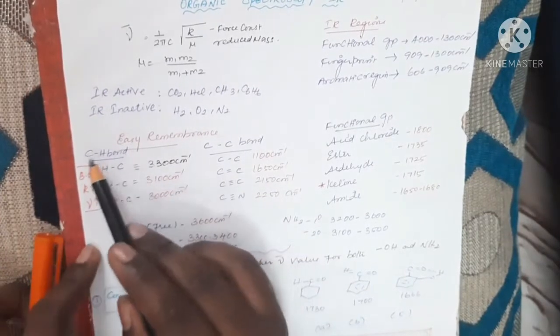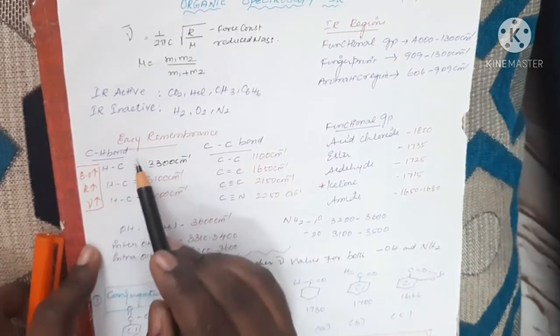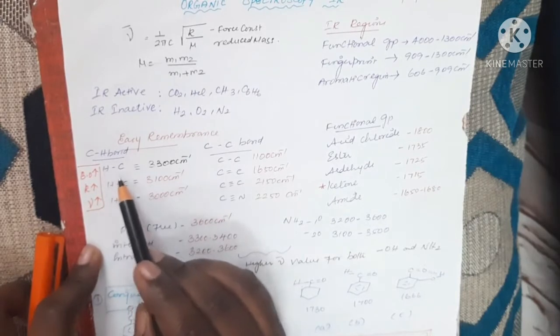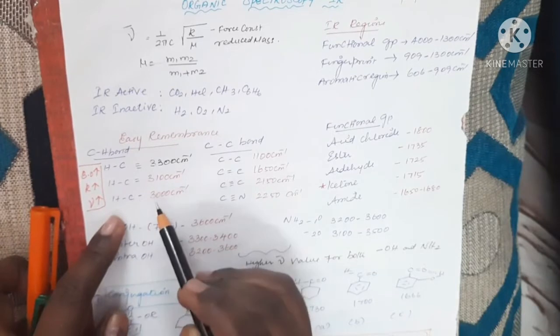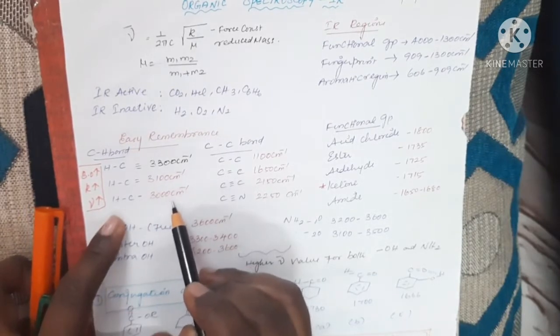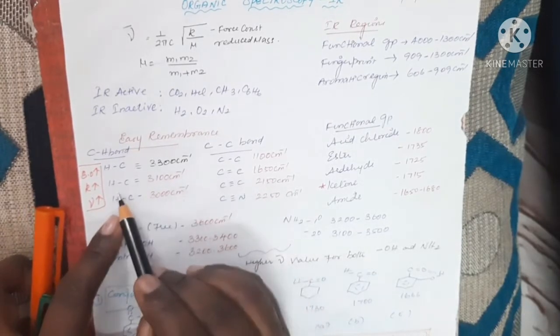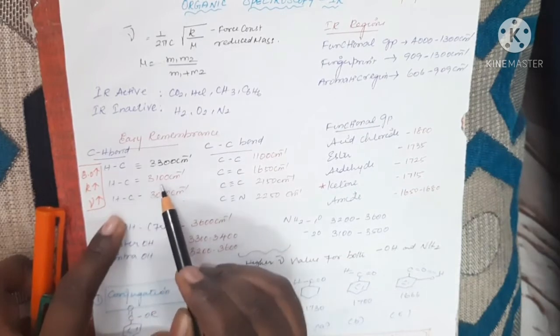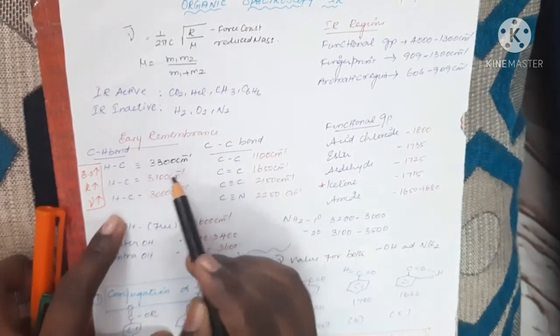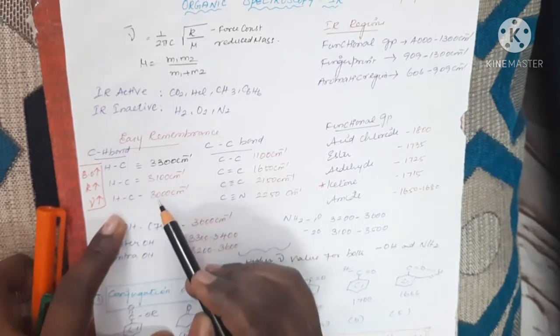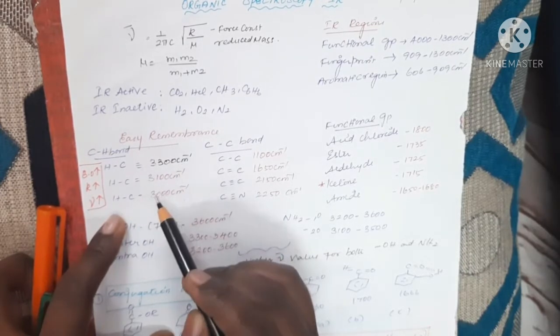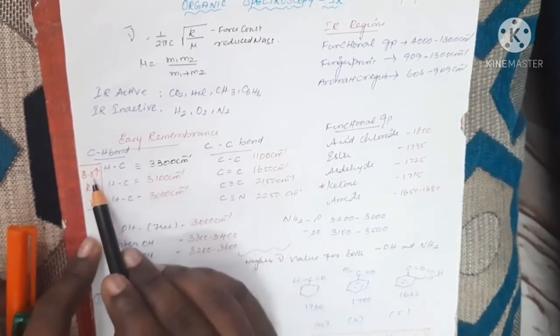CH bond. The CH bond stretching frequencies are given here: triple bond, double bond, single bond. The single bond stretching frequency is 3000 centimeter inverse, the CH double bond 3100 centimeter inverse, and the triple bond 3300 centimeter inverse. If you see, the value increases from single bond to triple bond. The reason behind this is bond order.